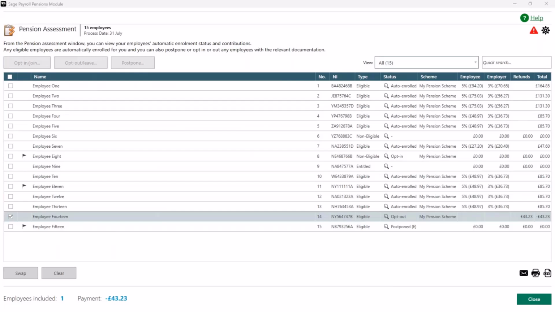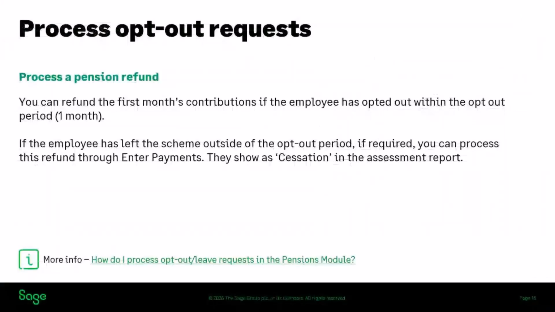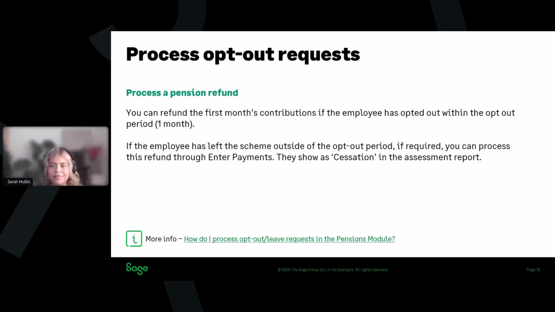I do just want to jump back to the slides for a bit of a recap. So this pay period, remember, was skipped forward to July. I've postponed one employee, employee 15. I've opted in employee 8, and processed an opt-out for employee 14. So at that point, I'd save my record of the pension assessment and continue with my payroll as normal.